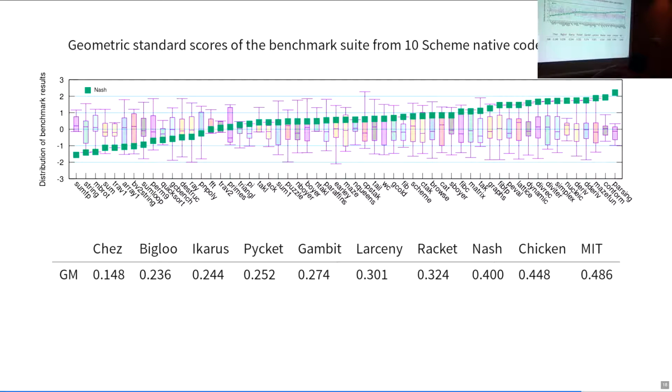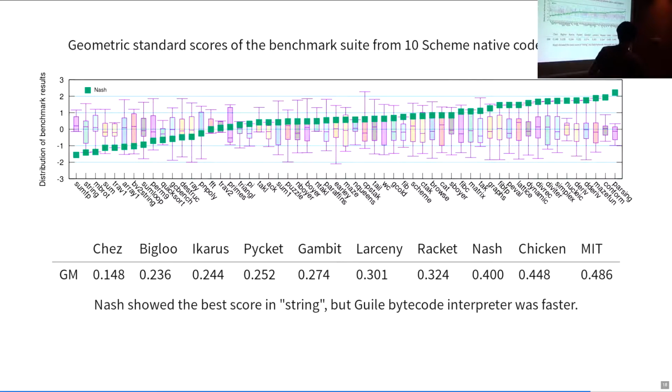In 14 benchmarks until here, Nash performed better than average, and not so bad, I suppose. And Nash shows the best score in string, but interestingly, the Guile bytecode interpreter was faster than Nash. So the bytecode interpreter is so fast in string.